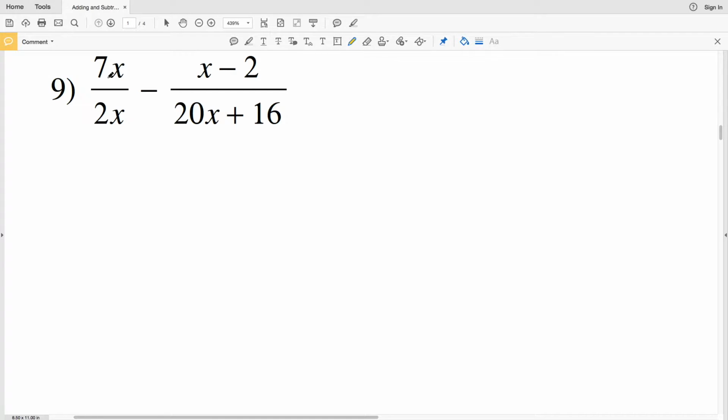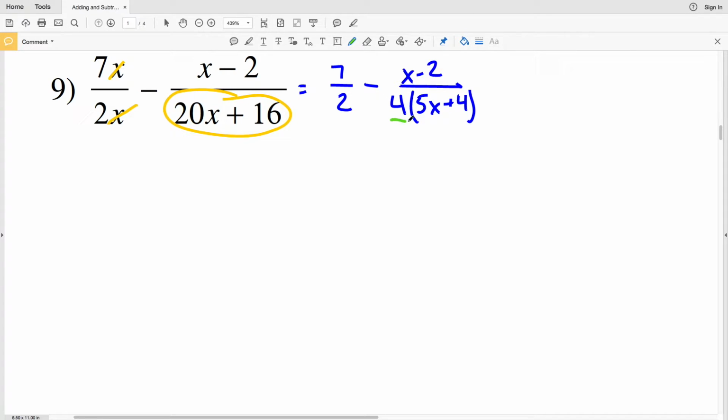7x over 2x, we can cancel out an x from both the numerator and denominator to get 7 over 2, and then we'll subtract x minus 2 over, now looking at the denominator of our second fraction, 20x plus 16, we can pull out a 4 from each of those terms to get 4 times 5x plus 4. And that's because 4 times 5x is 20x, and 4 times 4 is 16.